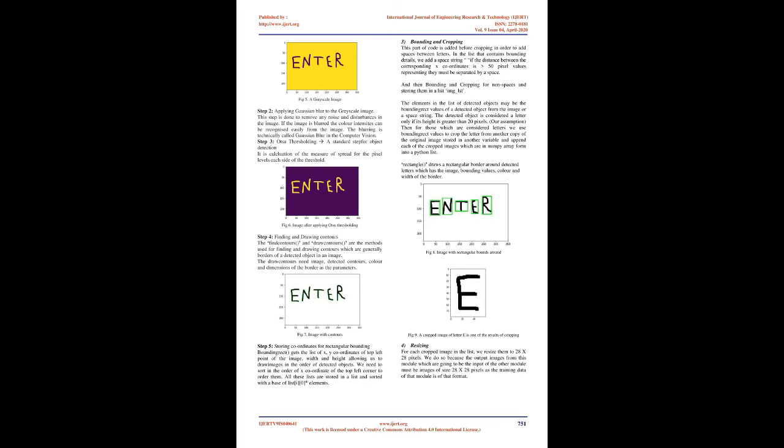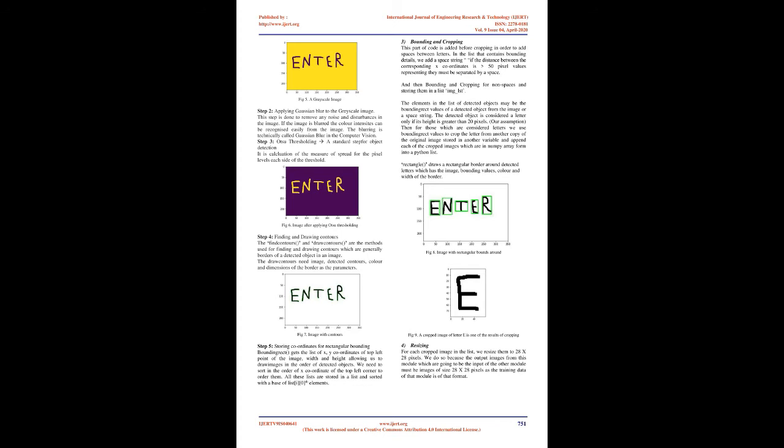Step 4. Finding and drawing contours. The findContours and drawContours methods are used for finding and drawing contours, which are generally the borders of a detected object in an image. The drawContours method needs the image, detected contours, color, and dimensions of the border as parameters. Fig 7. Image with contours.